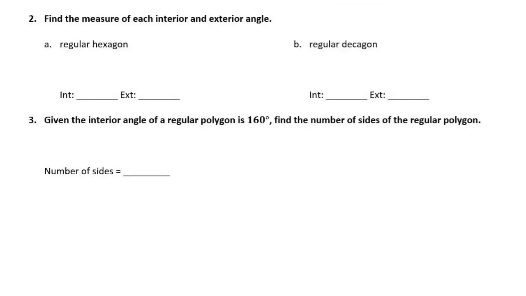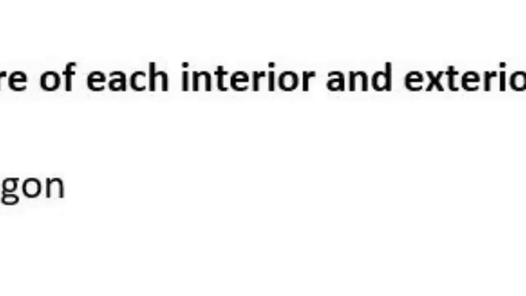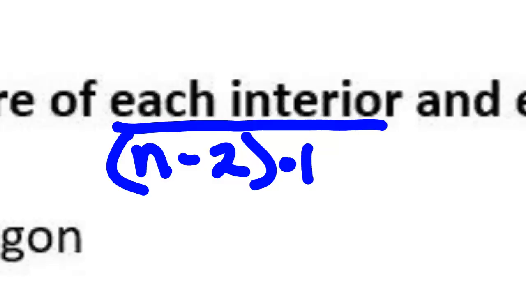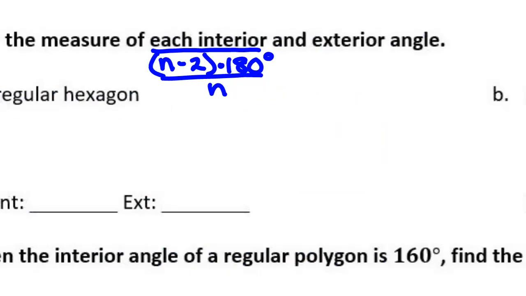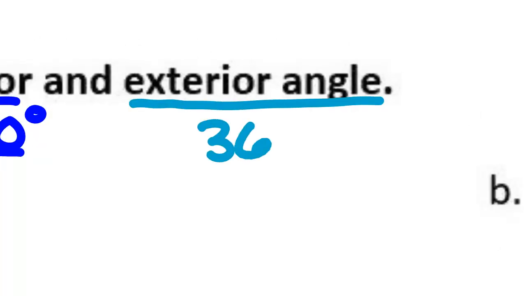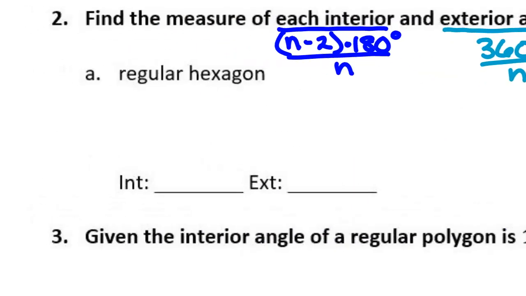All right, let's look at number 2. Again, I'm only going to do one of these. I'm only going to do part A. I'm going to leave part B for you guys to do on your own. We want to find the measure of each interior. Remember, that was n minus 2 times 180 over n, and each exterior angle, that was 360 divided by n.